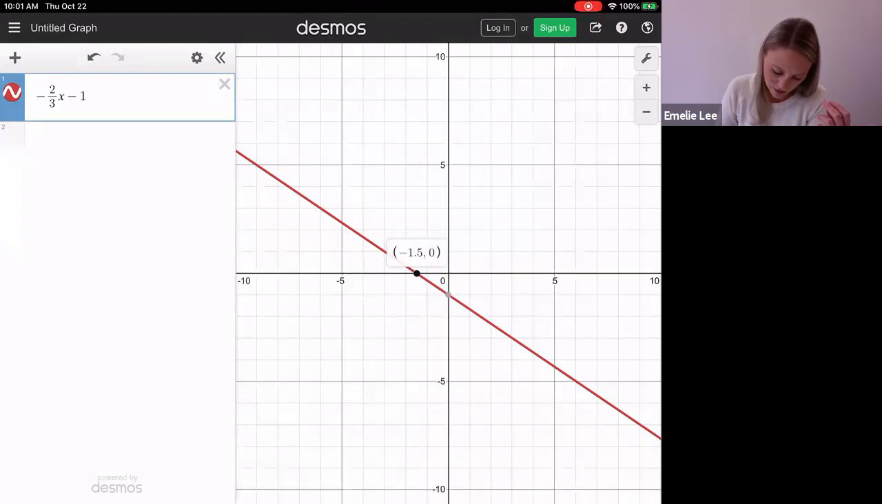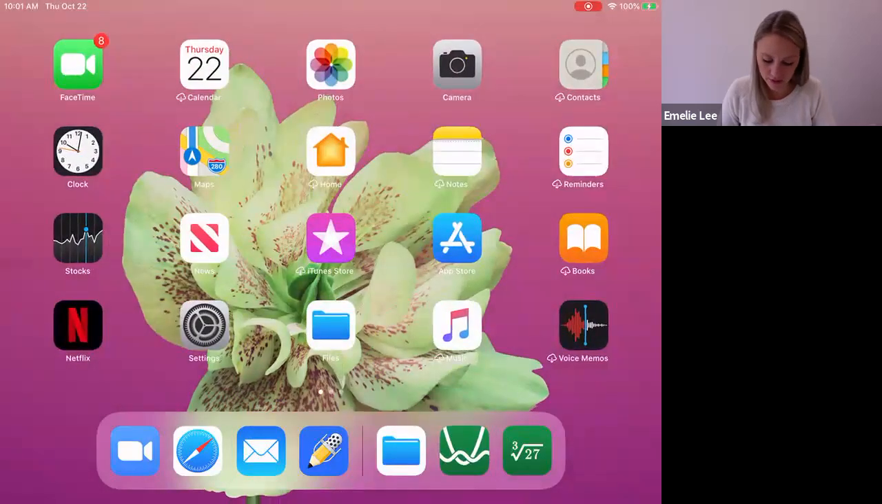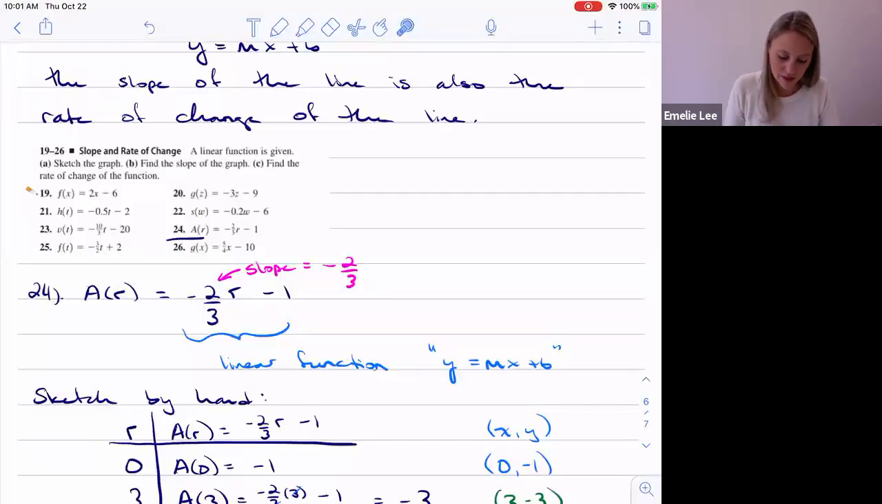And then let me just try to get the point on here. When x is 3, y is negative 3. I can't seem to get it to stay there. There. Anyways. So it looks like we got the same line, right? That's a relief. So now we're going to find the slope, right? And then find the rate of change of the function.